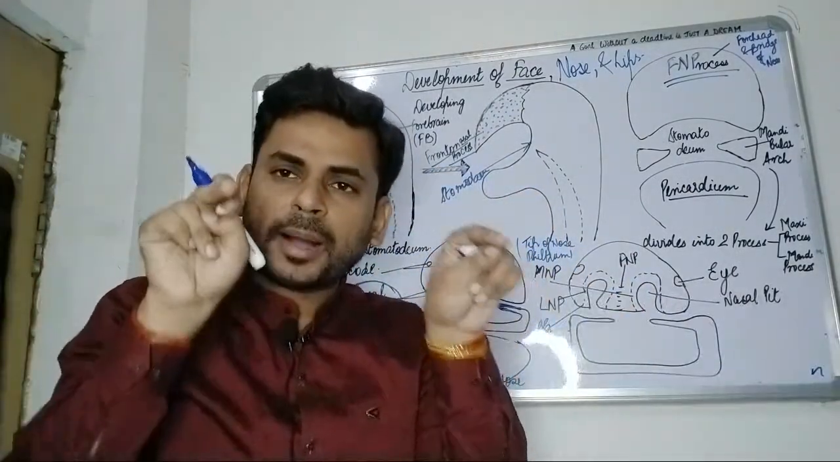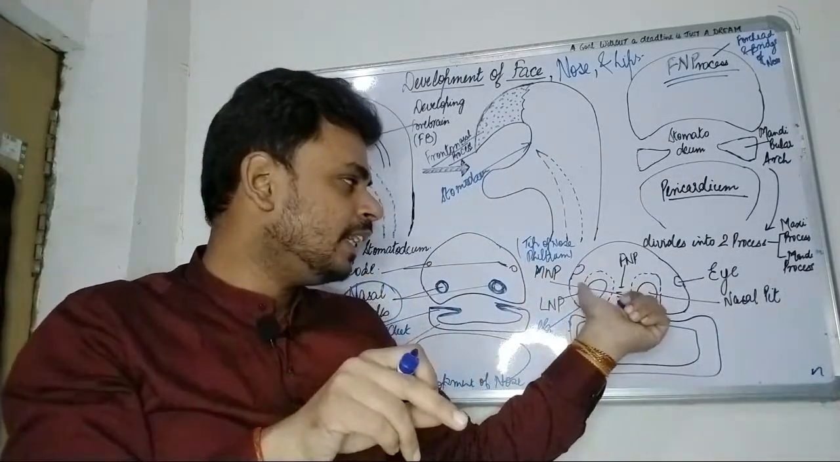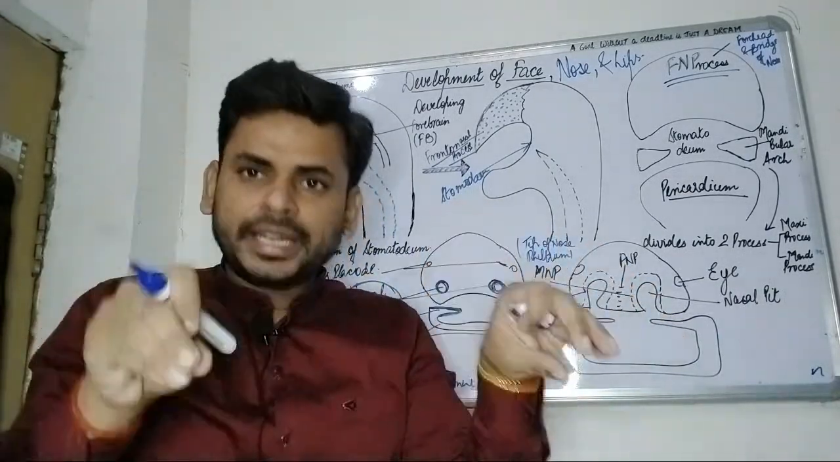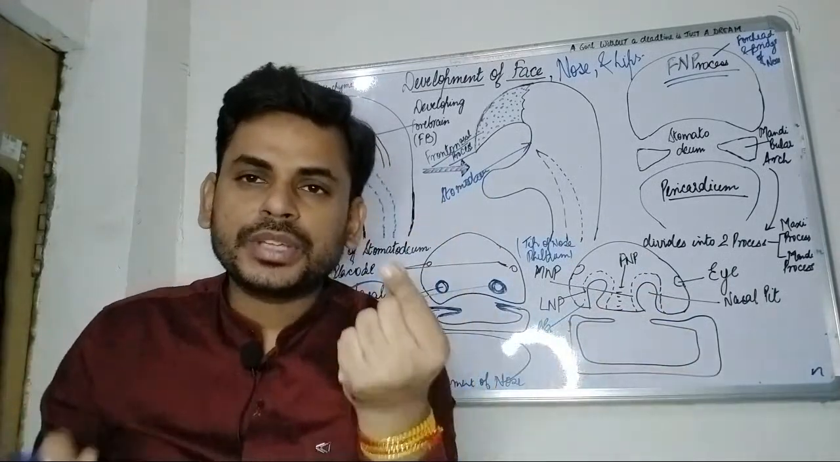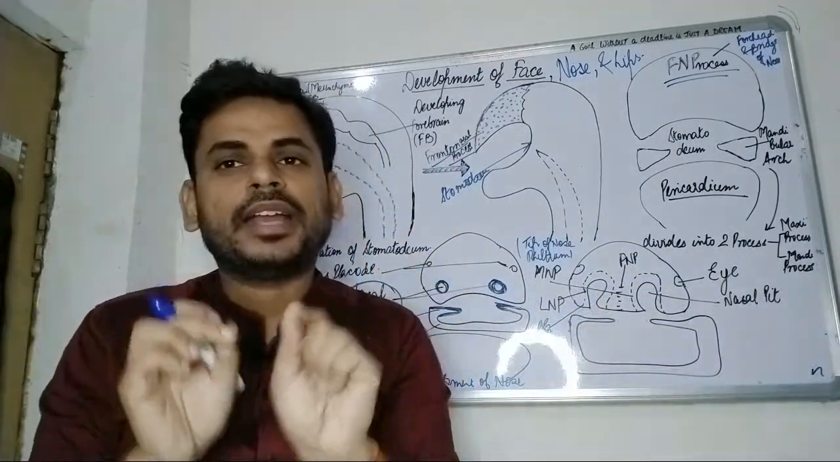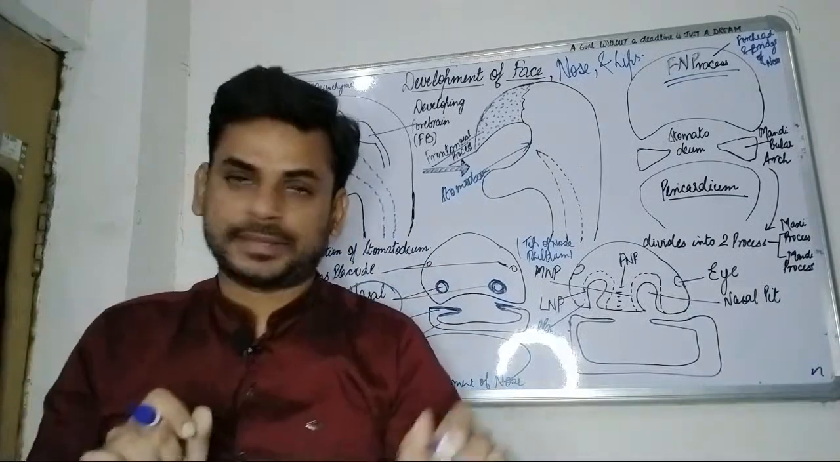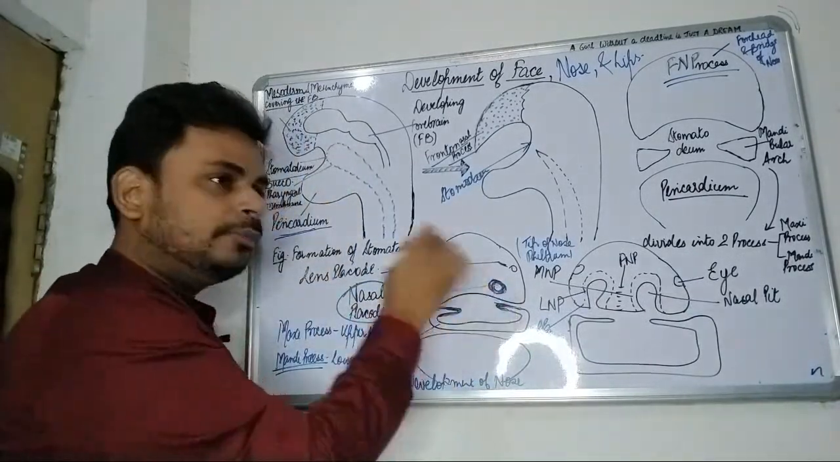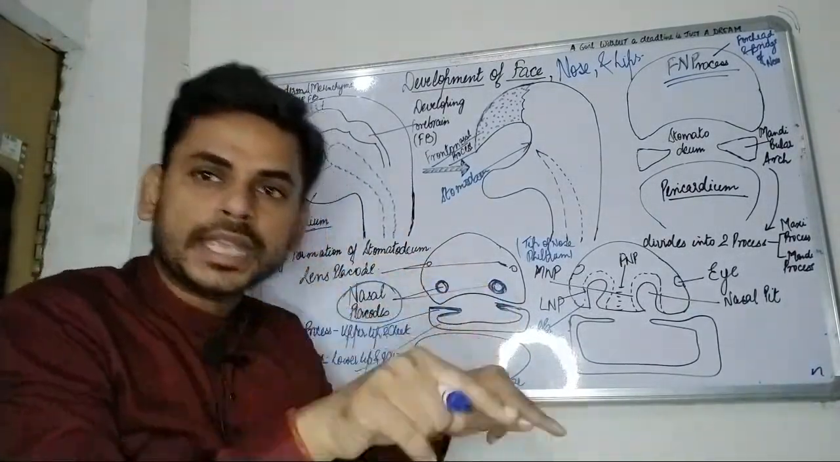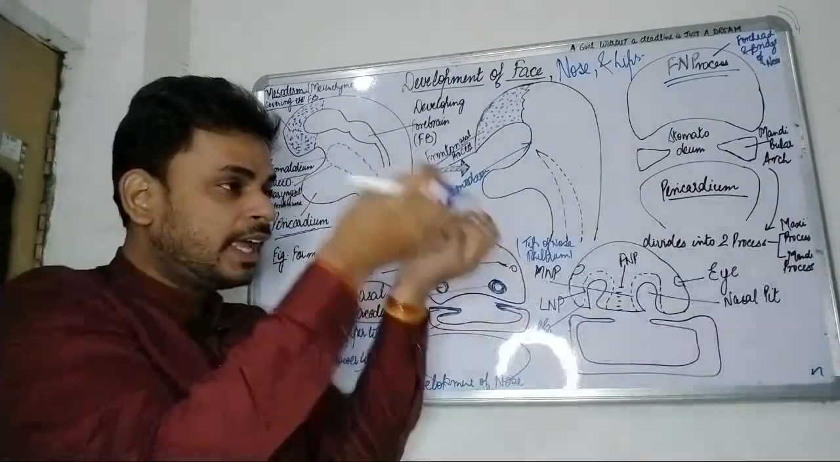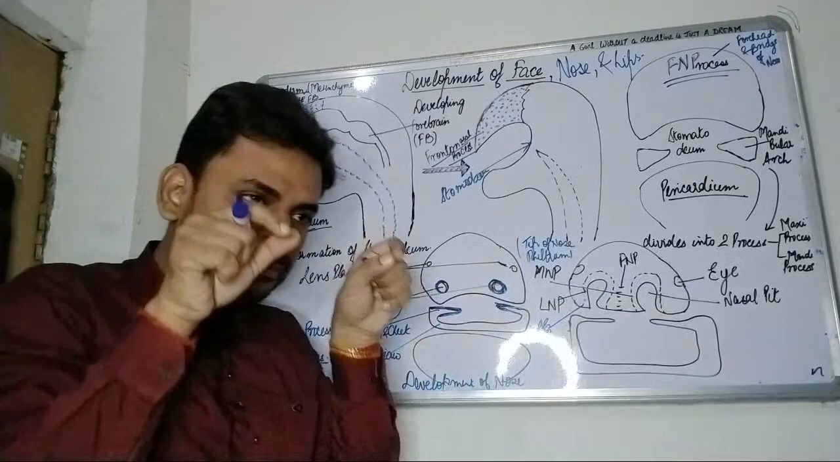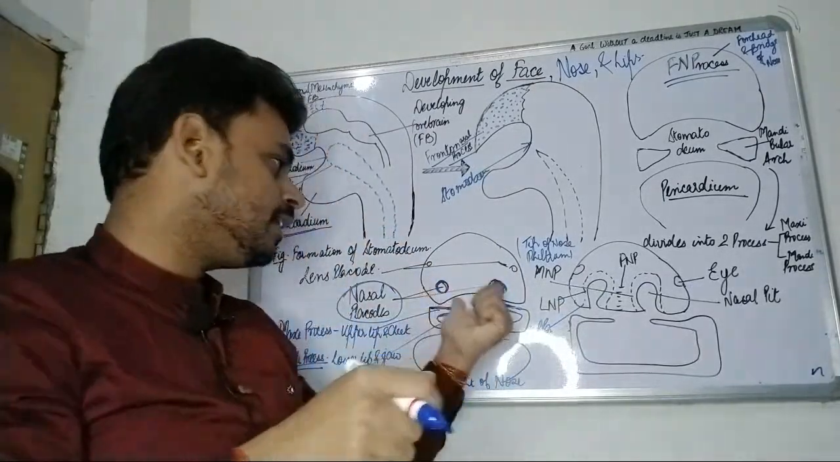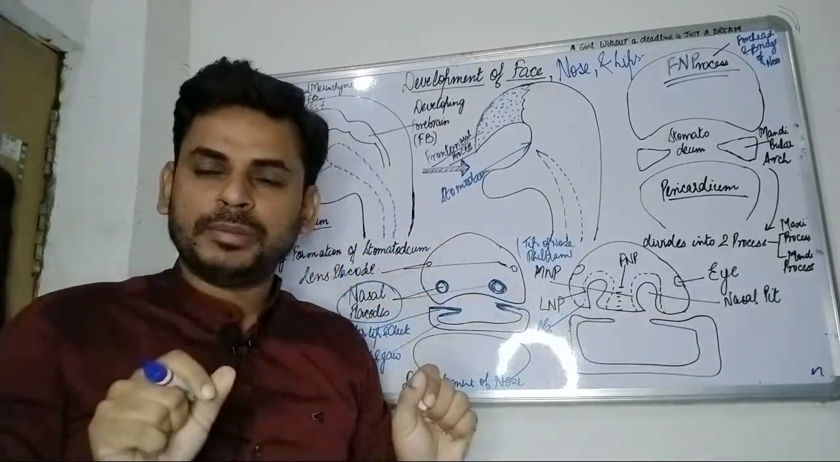They are going to form a pit in the frontonasal process, and this pitting, or the sinking of the nasal placodes, gives rise to what are known as the nasal pits. So initially the nasal placodes are there, they sink down in the frontonasal process, and after sinking down of these nasal placodes, the nasal pits will be formed.